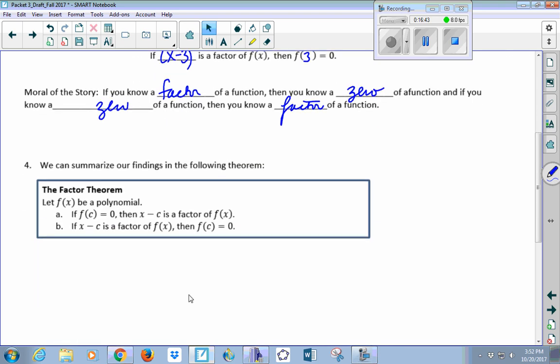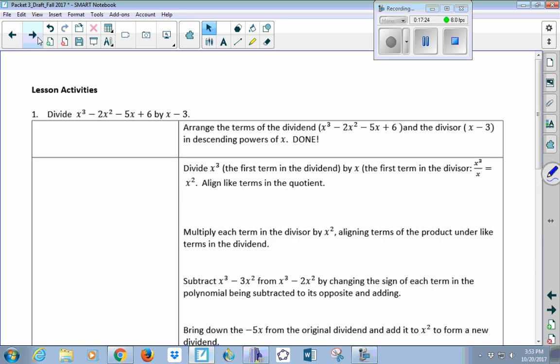So let's summarize our findings here in the following theorem called the factor theorem. Let f of x be any polynomial. If f of c is equal to 0, then x take away c is a factor of the polynomial. c is a 0, x minus c is a factor, and vice versa. If x minus c is a factor of the function f of x, then f of c is 0. If you know one, you know the other. And you'll have a chance to work with some of this in your class lesson activities.